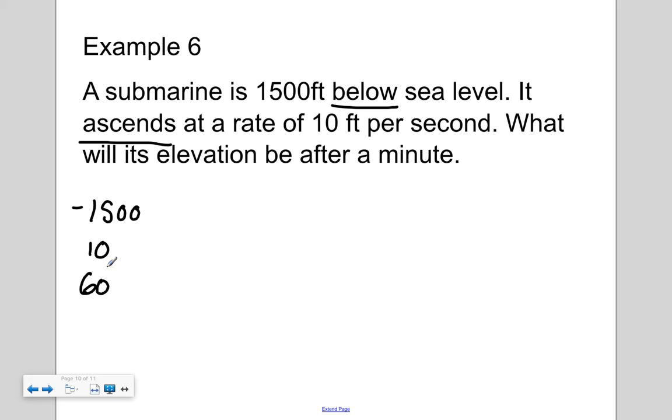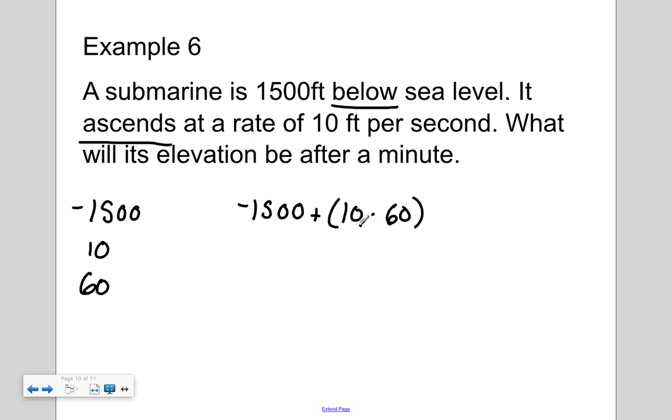Now the first thing I want to identify is how much the submarine is changing. And I know I can figure that out by using multiplication because after 1 second, the submarine rises 10 feet. After another second, it rises another 10. After another one, it rises another 10. So this is repeated addition, but instead of using repeated addition, I'm just going to use multiplication. So 10 times 60. Now, we still have to include this 1,500. So what I'm going to do is I'm going to actually add here the -1,500. And this is because we're combining similar terms. We're combining the elevation the submarine is at with how much the elevation is changing.